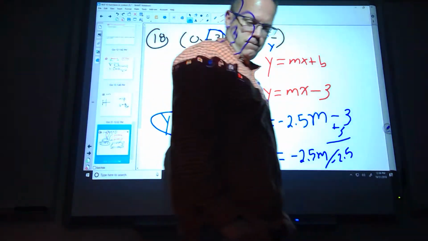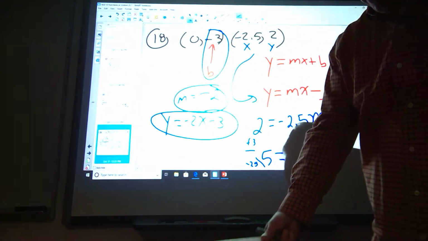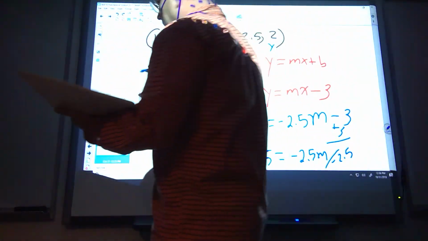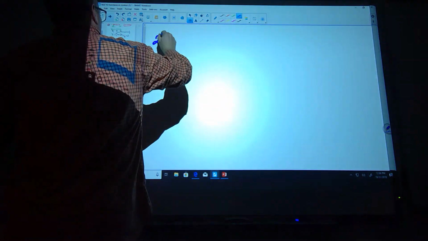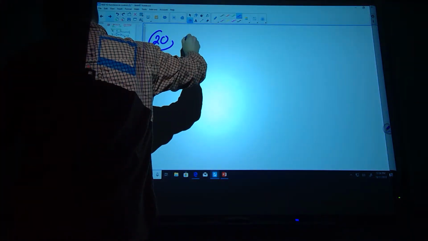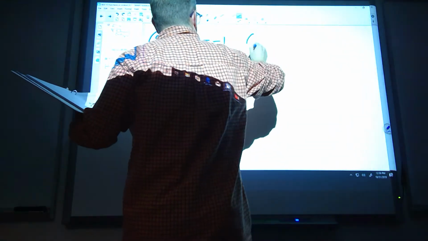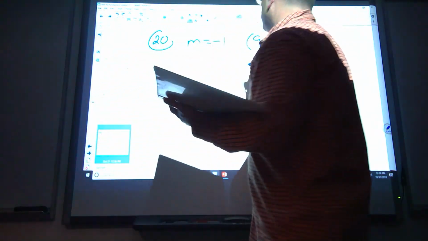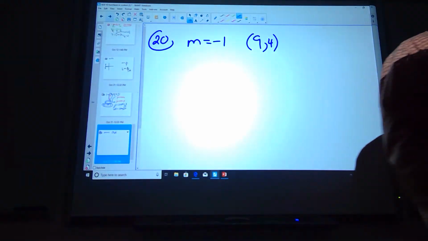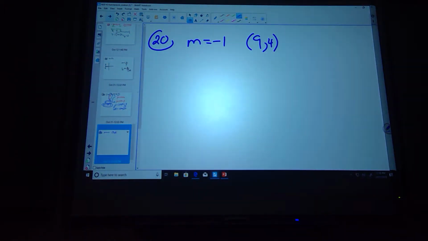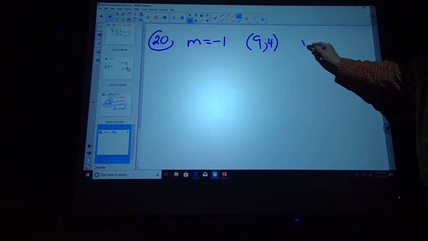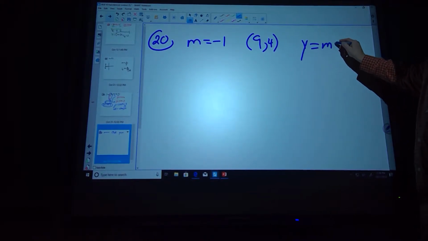Yeah, 20. You got it. Number 20. We have m is equal to negative 1. So that's my slope, right? And then 9 comma 4. 9 comma 4 is just a point that happens to exist on a line. So on this, I'm going to use y equals mx plus b. So same exact equation, right?